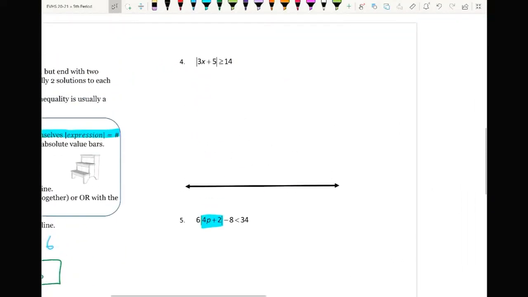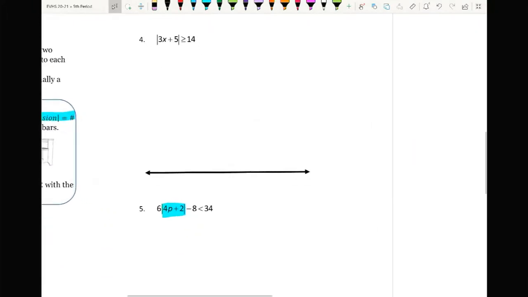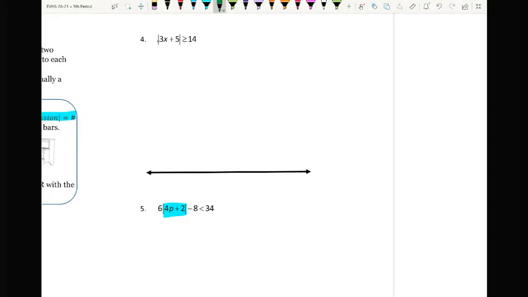Okay, now we're going to do one that's got a little bit more detail in it. So the absolute value sign has been isolated by itself. So I'm going to again put the positive version on the right. 3x plus 5 is greater than or equal to 14. And the negative version goes on the left. 3x plus 5, flip the sign, is less than or equal to, and flip the negative sign, negative 14.